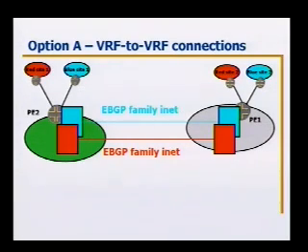Now it's a little bit more complicated than this because normally the PE boxes are not the ASBRs. So the solution in the draft says that you duplicate this VRF state on the ASBRs, and then you run multiple eBGP sessions and exchange all these VPN routes.